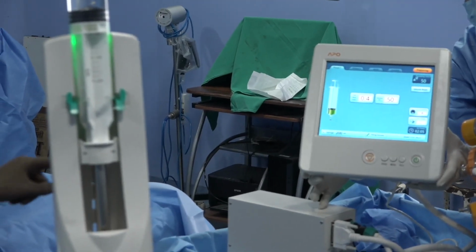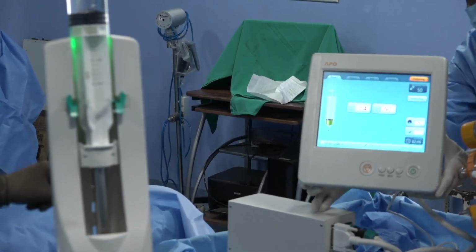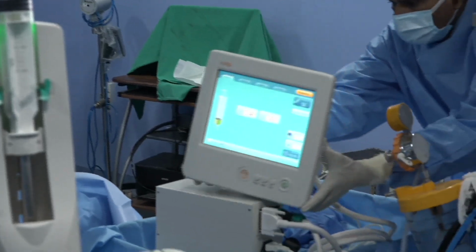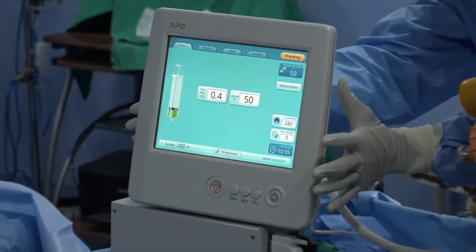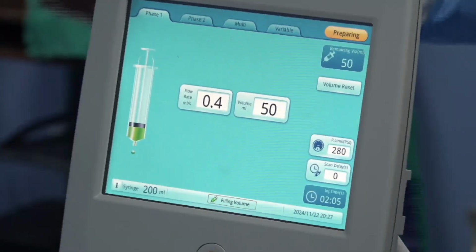Right? So now, please can you start? No, you have to focus it so that we are able to understand what's happening. You have to come here.